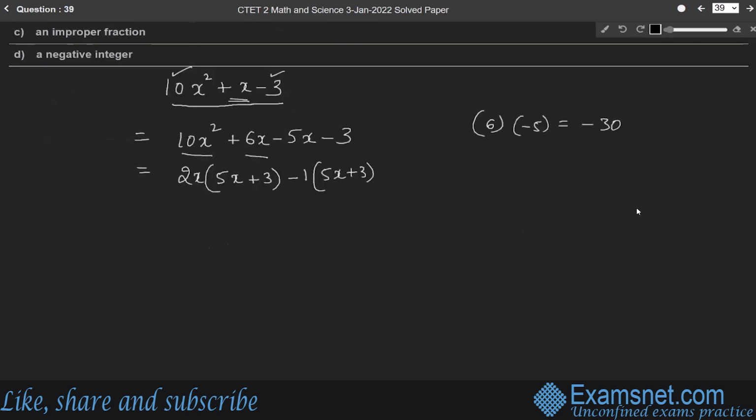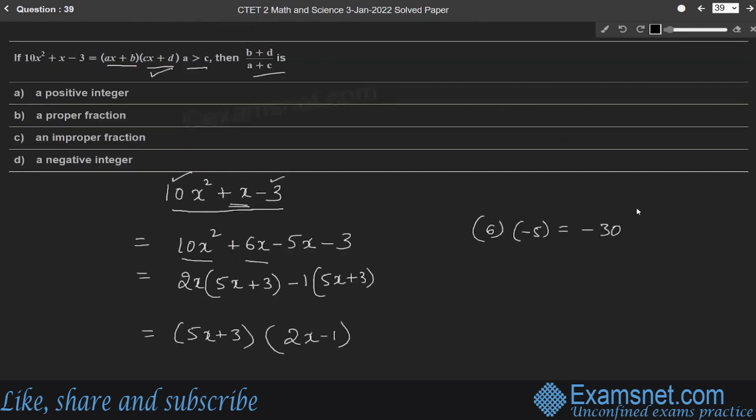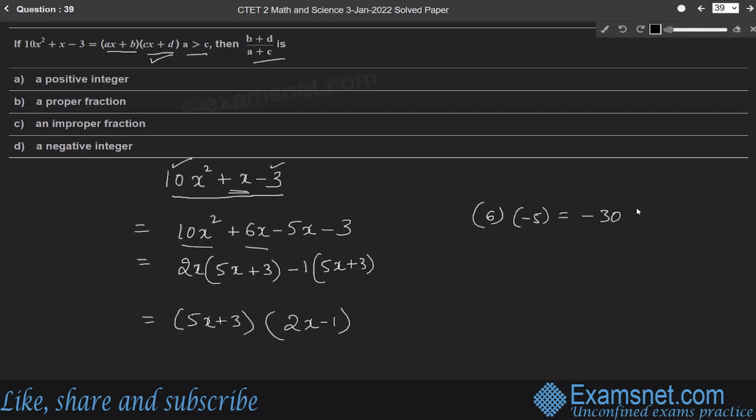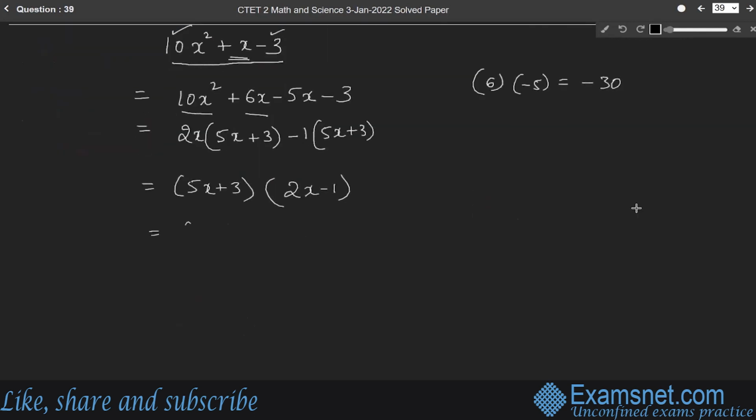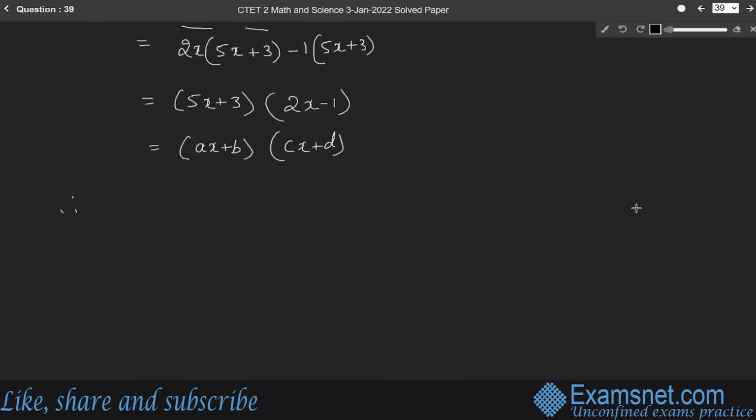So the factors are 5x plus 3 and 2x minus 1. So compare with ax plus b into cx plus d. Therefore, a is equal to 5, b is 3, c is 2, and d is minus 1.